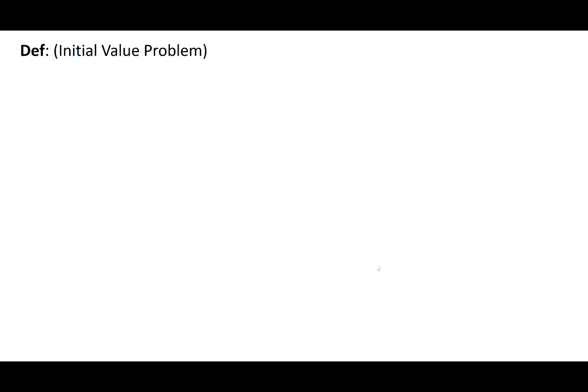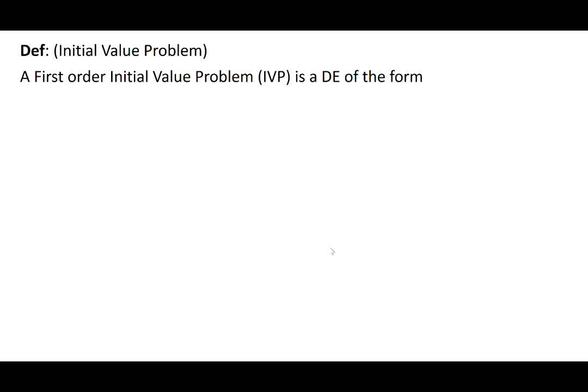Okay? All right. Without much further ado, the whole chapter 2, by the way, is all about first order differential equations, different techniques you are going to learn. And for that, I need to define what's called an initial value problem. What is it? A first order initial value problem, IVP, is a differential equation of the form dy/dx = f(x,y), and it is subject to the condition y(x₀) = y₀.